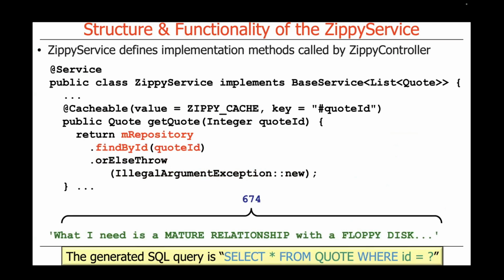Assuming that the quote ID is valid, like you want Zippy quote 674, then it will go and select from the quote table the quote with that particular ID, which comes back with "what I need is a mature relationship with a floppy disk," which is a classic Zippy quote.